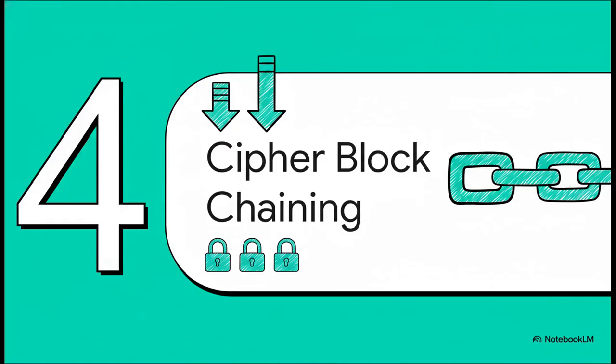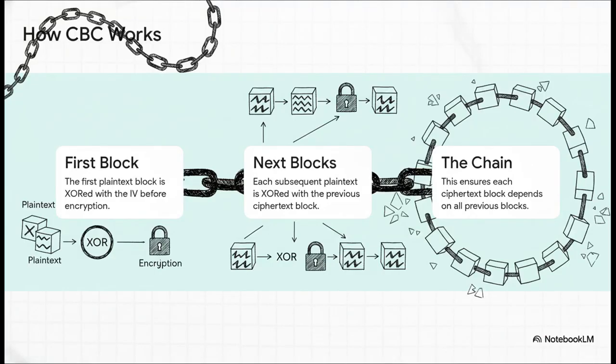Okay, so we have this IV. How do we actually use it to fix the mess that ECB creates? Well, let's look at our first secure mode of operation, and one of the most well-known, cipher block chaining, or CBC. The name really gives the game away. CBC literally creates a chain that links every block to the one before it.